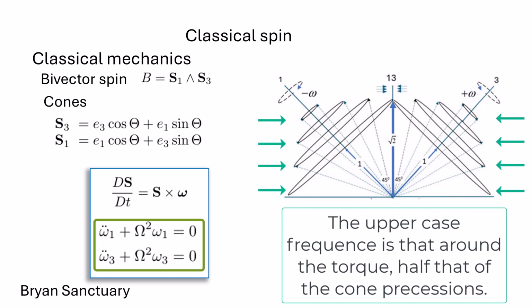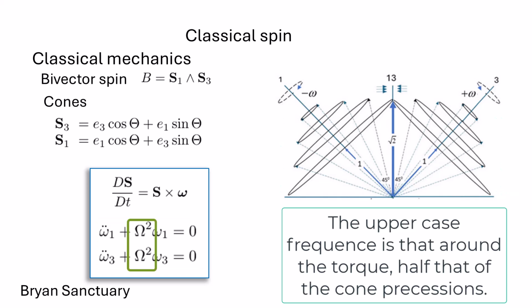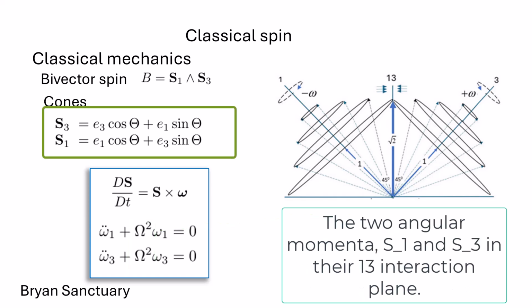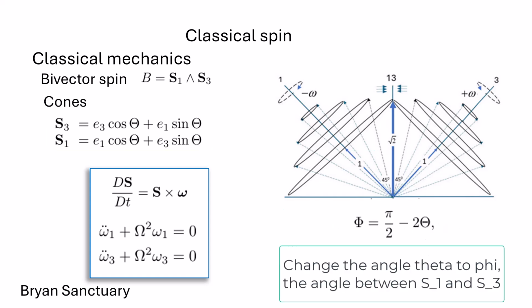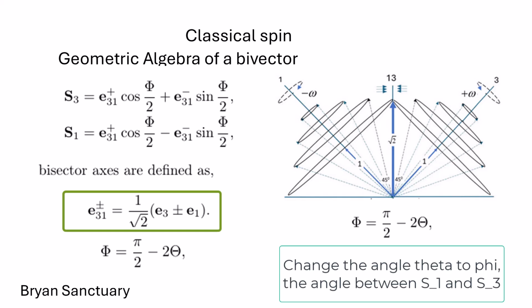The uppercase omega is the frequency about the torque axis, which is half that of the cone counterprecessions. This gives the two cones expressed within the interaction plane 1, 3. I use theta, the angle between the axis and its angular momentum vector, which is equal for the two axes. But let's convert to phi, the angle between the two angular momentum vectors. We transform to the bivector basis.